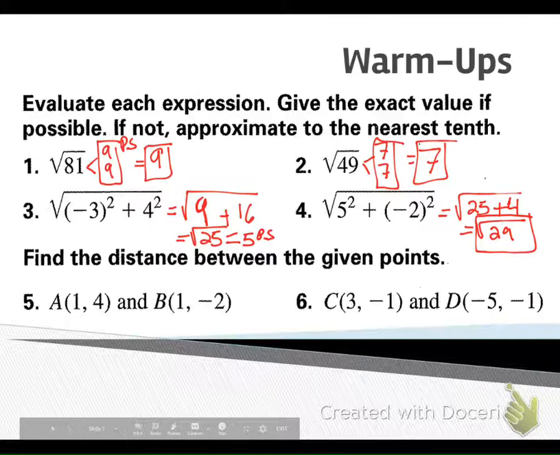Over here, we have 3, negative 1. That's C. And then negative 5, 1, 2, 3, 4, 5, negative 1. That's D. Our distance from C to D, 1, 2, 3, 4, 5, 6, 7, 8. Distance of 8. This works on a graph because they are horizontal and vertical lines. There's no slope with them, so we can just calculate it that way. Today we're going to learn a different way of calculating that. Are you guys okay if I switch our slide?